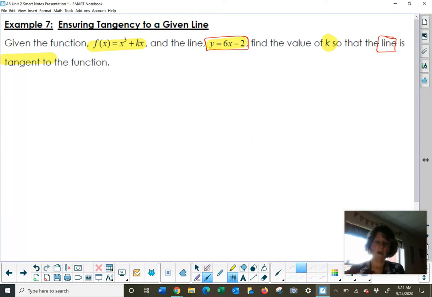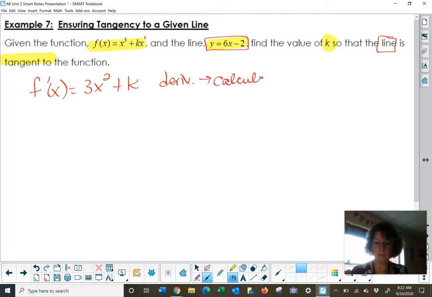All right, so I know I probably am going to have to take a derivative. It's a good chance in calculus. So let's take our derivative. F prime of x equals 3x squared plus k, because this is just a 1 power. 1 times the coefficient is still k. So that's our derivative. A derivative calculates slope at a point.